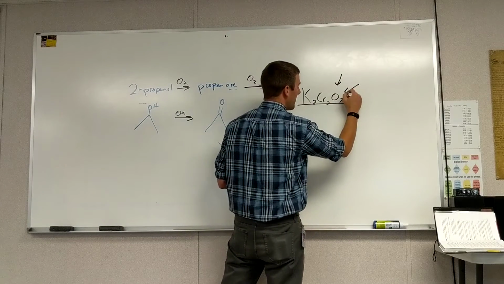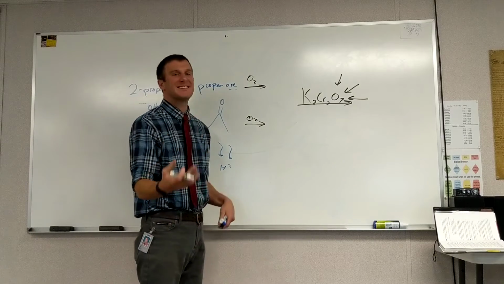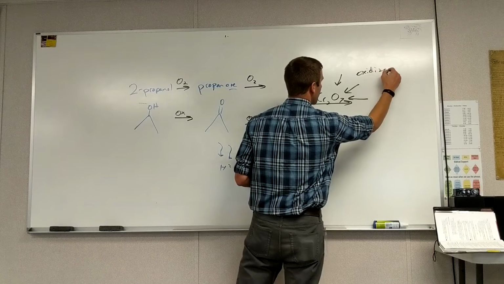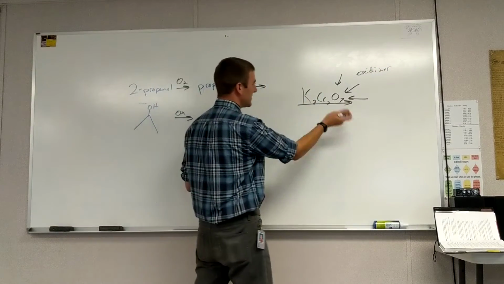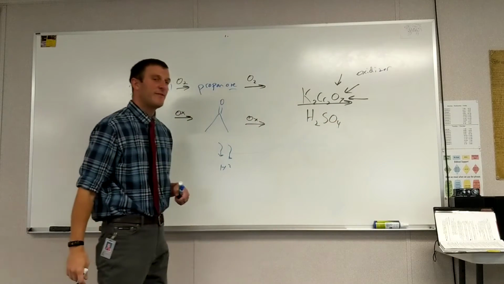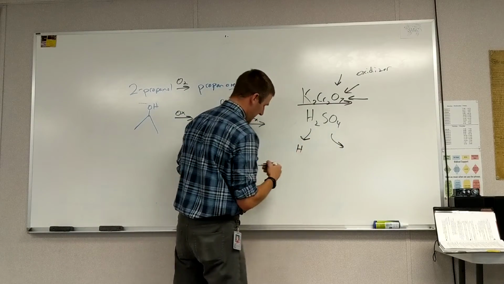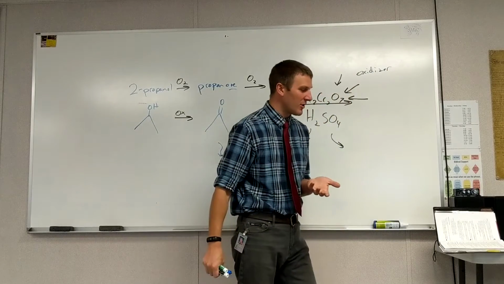But notice it's got a whole big bunch of oxygen. If it's got a bunch of oxygen, it makes sense that this would be a strong oxidizer. It's got a bunch of oxygens. But I've got to kickstart this, and how do I get those oxygens to come into play? I want an acidified substance that will release protons. Why do I want to release protons? Well, I'm oxidizing an alcohol.